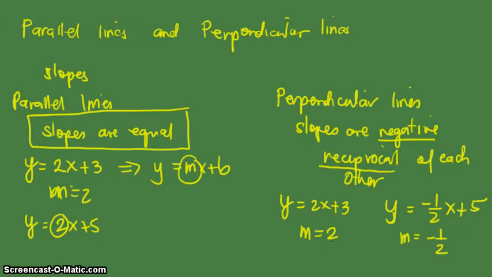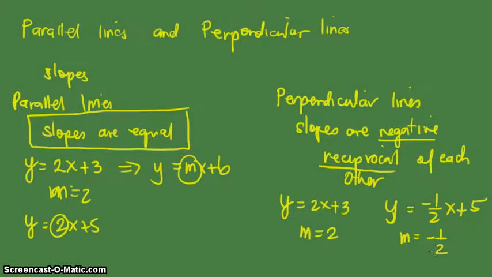The meaning of negative reciprocal is that you change to the opposite sign of the first slope. So for example, if this is positive 2, then the slope of the line perpendicular to the first line should be negative. When this is negative, then this should be positive. So that's for the negative. And then reciprocal, so basically the reciprocal of the number. So if I have 2, the reciprocal of 2 is 1/2.